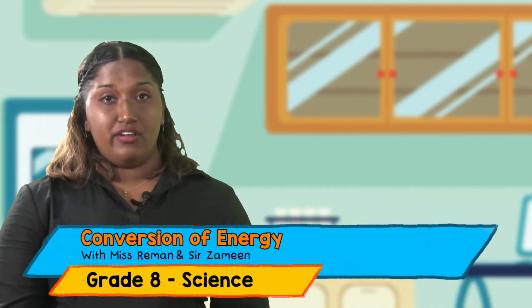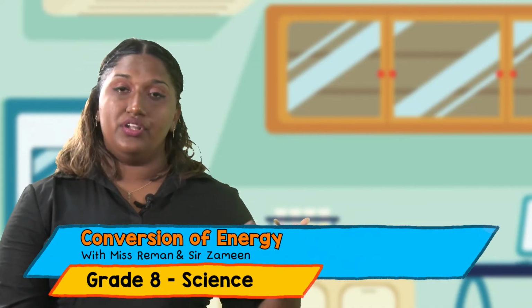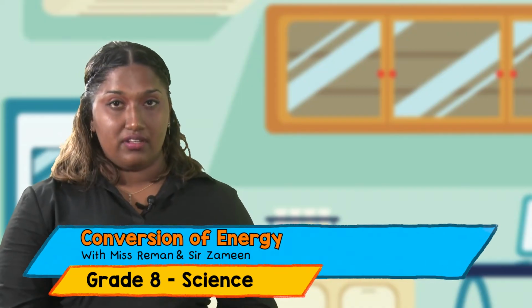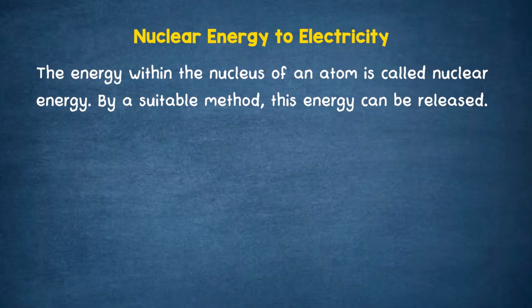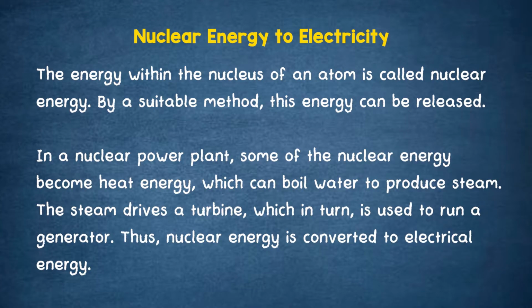Now, another way in which energy can be converted from one form to another is from nuclear energy to electricity. The energy within the nucleus of an atom is called nuclear energy. By a suitable method, this energy can be released. In a nuclear power plant, some of the nuclear energy becomes heat energy, which can boil water to produce steam. The steam drives a turbine, which in turn is used to run a generator. This nuclear energy is converted to give us electrical energy.